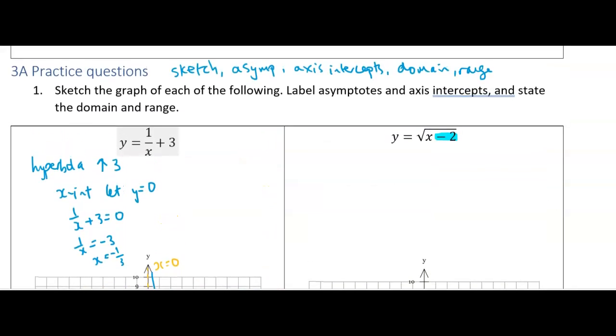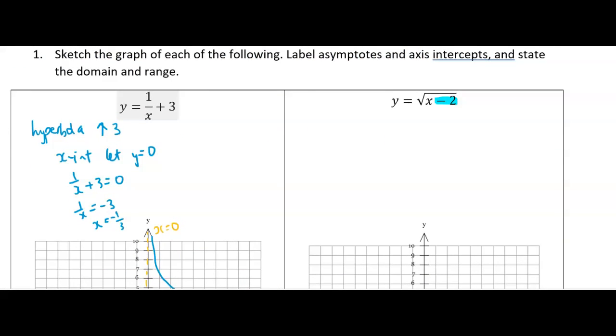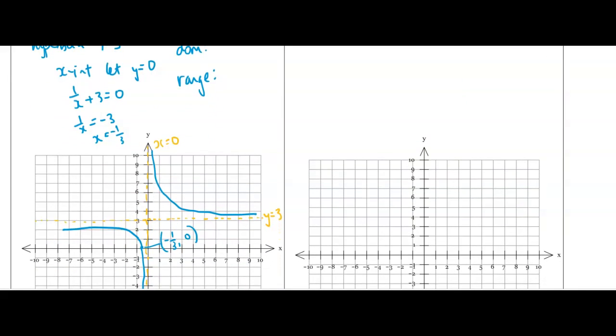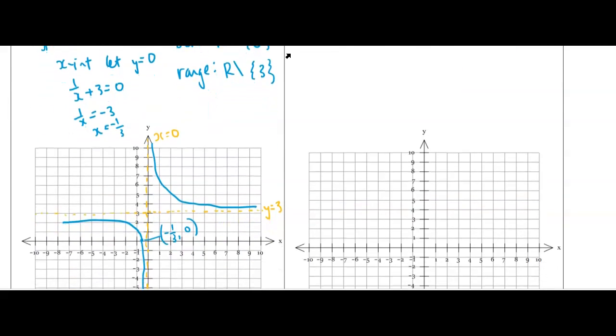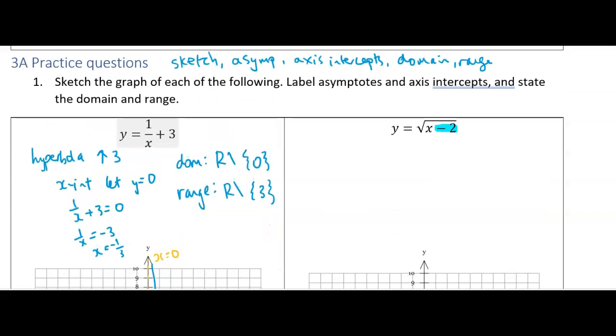We haven't done the domain and range. Your domain, because our asymptote hasn't moved, is any real value excluding 0. And our range, because our asymptote did shift up, is any real value excluding 3. So you can see it there. Let's check our checklist. We've sketched it, yes, put the asymptotes on, yes, and labelled those asymptotes, put the axis intercepts in, yes, and stated the domain and the range. Awesome.